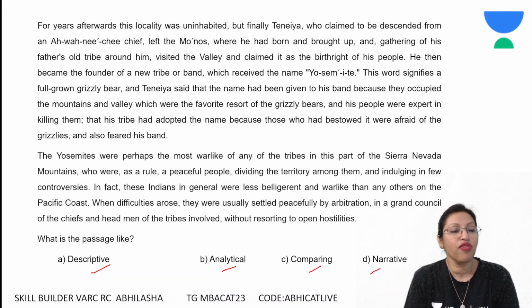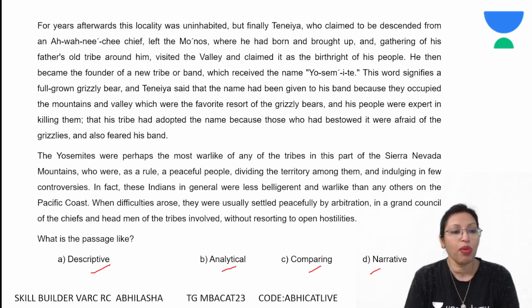This word signifies a fully grown grizzly bear, and Tenaya said that the name had been given to his band because they occupied the mountains and valleys which were the favorite resort of the grizzly bears, and his people were expert in killing them, and that his tribe had adopted the name because those who bestowed it were afraid of the grizzlies and also feared his band.